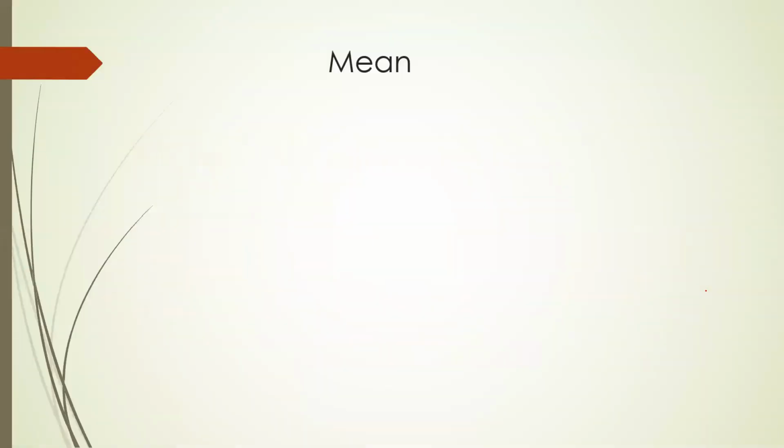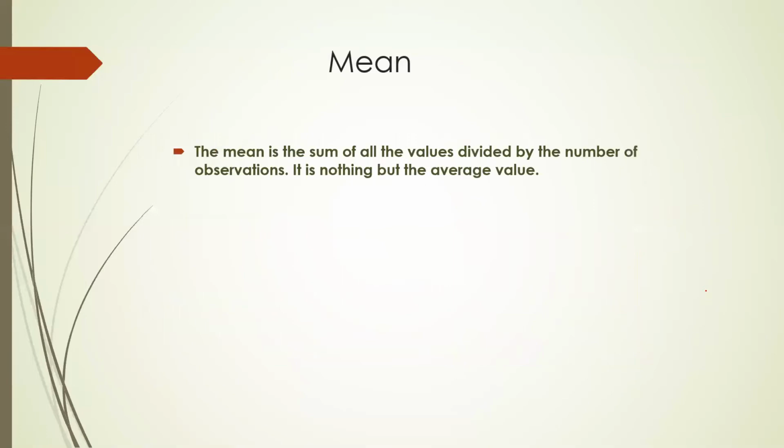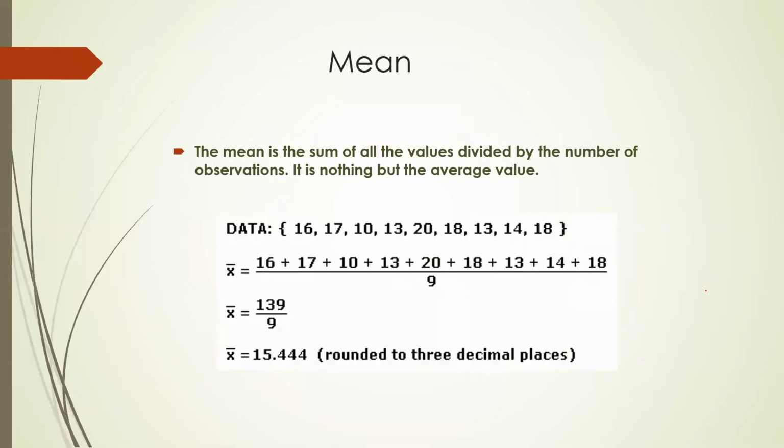How do you calculate mean? Mean is the sum of all the values divided by the number of observations. It is nothing but the average value. So for instance, you have a data set which has 9 variables. Then you first sum all these individual variables and then divide it by the total number of variables, which is 9 over here. So that's how you get the mean, which is 15.44.